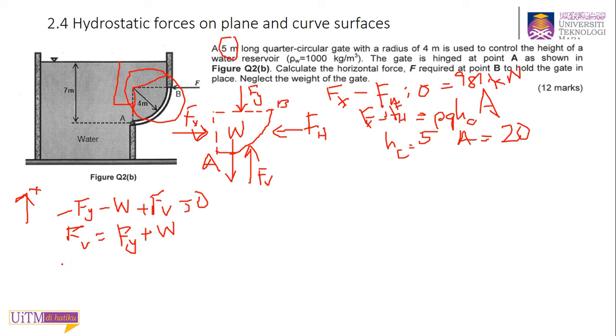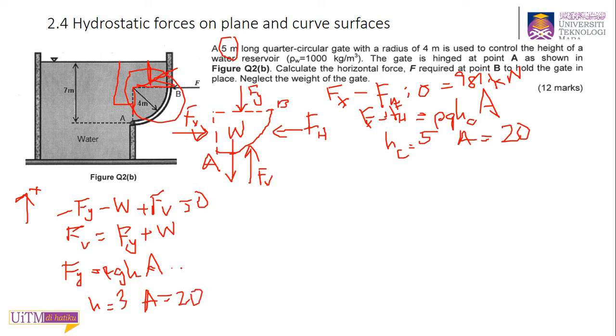Lepas tu kita cari Fy. Fy equals, sekejap ada gangguan. Tak apa. Take your time. Okay, lepas tu rho GHA. Rho G H A. Okay. Lepas tu dia punya H dekat Fy 7 tolak 4, 1, 2, 3, 4, 3. Okay, tiga. Distance kan? Okay, 3. Lepas tu area dia 4 darab 5. Okay, betul tak?